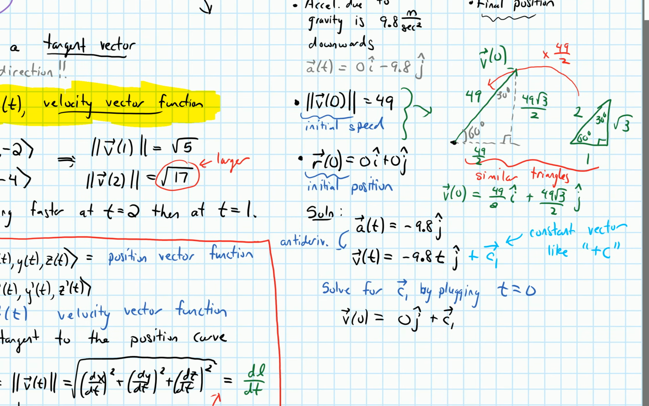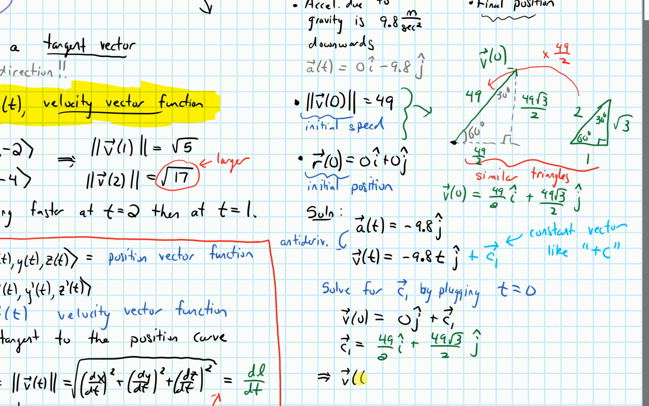Okay, but we know what v naught is. If we write down what v naught is, we can get c1. So c1 is equal to v of 0. It's 49 over 2 i hat plus 49 root 3 over 2 j hat. So that's c1.